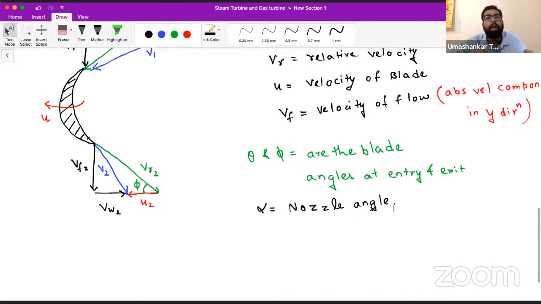All right. Alpha we call the nozzle angle. Or if the nozzle is not there, maybe it is the angle at which the absolute velocity enters the moving blade. So it sometimes may be called the fixed blade angle also, the angle through which the fixed blade is exiting the jet. Yes, Madhu Smita. All right.